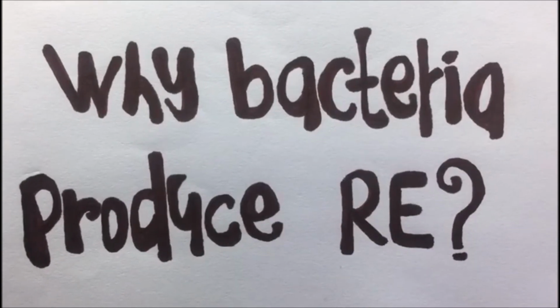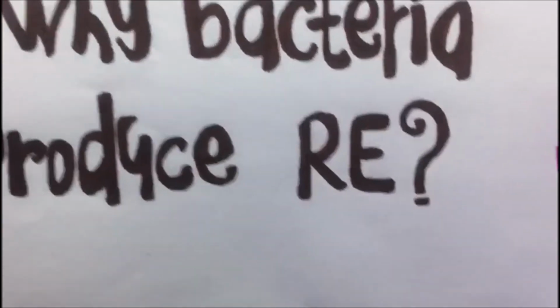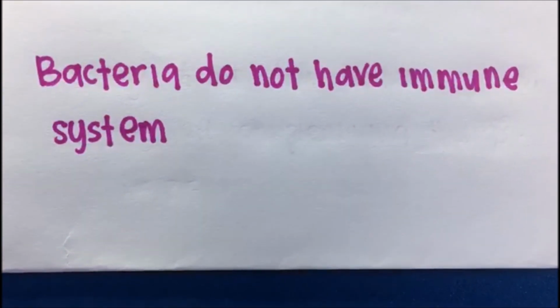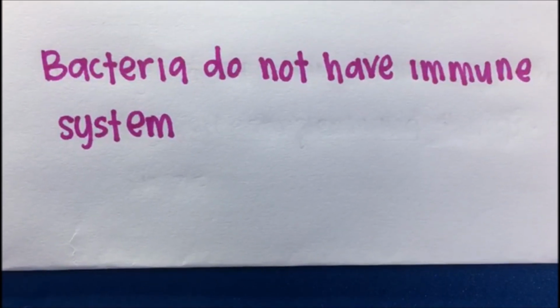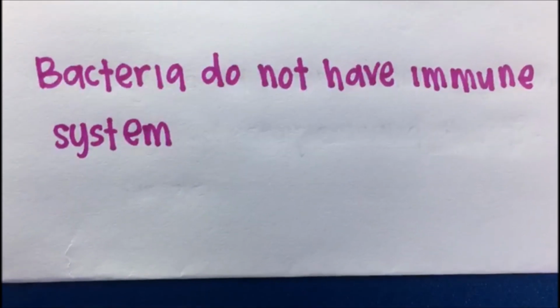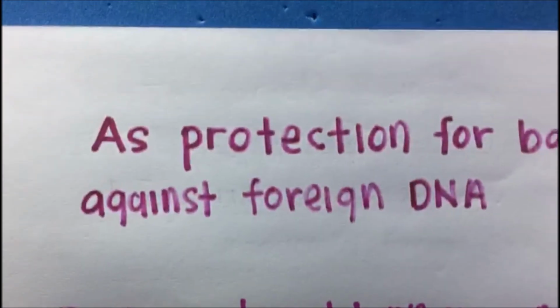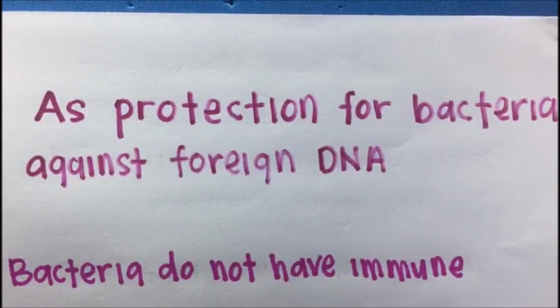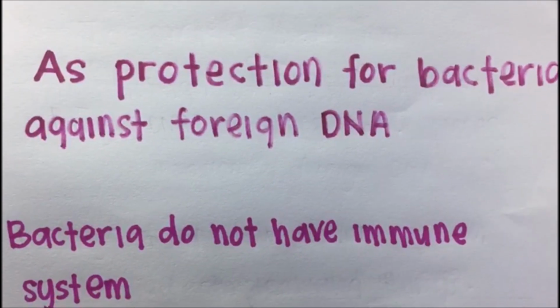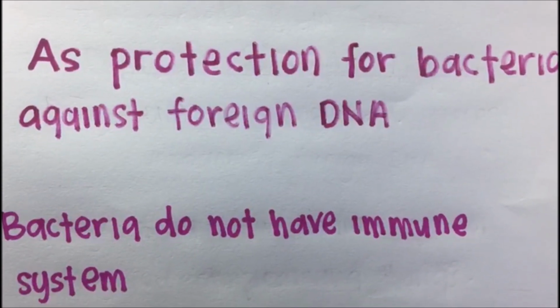Why do bacteria produce restriction enzyme? It is because bacteria do not have an immune system, as they are just simple living things. So, in order for them to survive, they need restriction enzyme to protect them against foreign DNA by cutting the DNA into pieces.